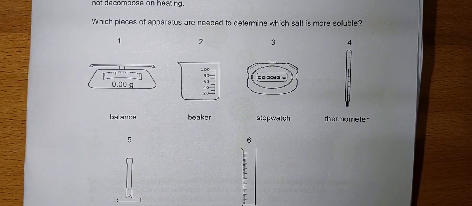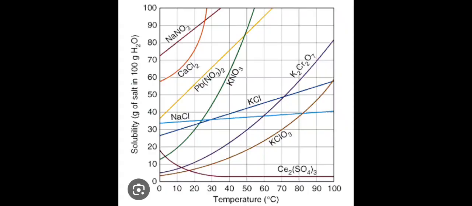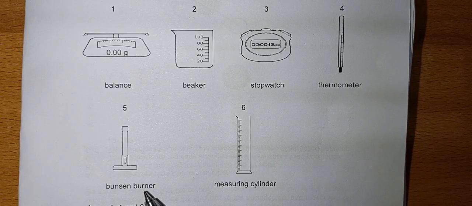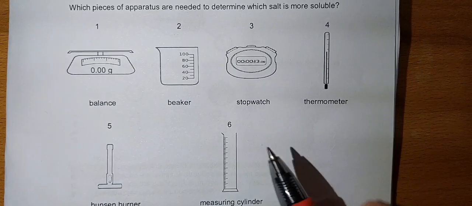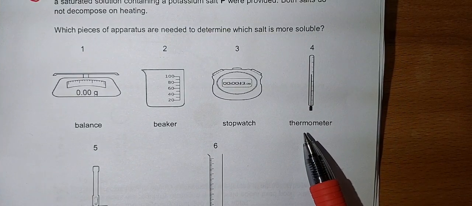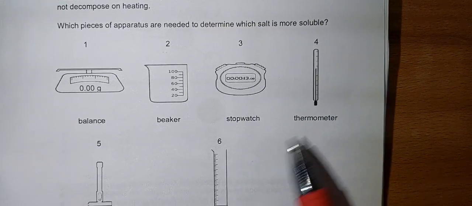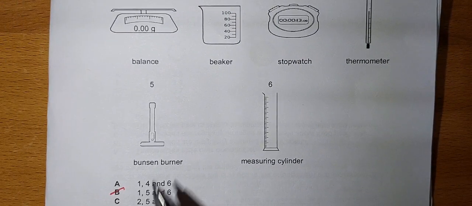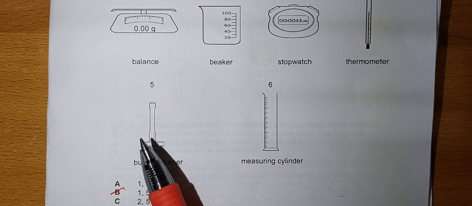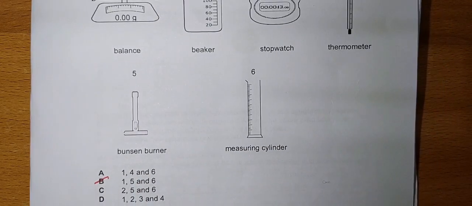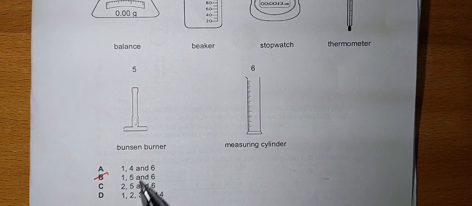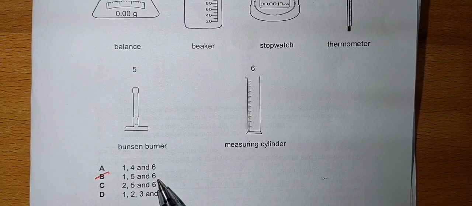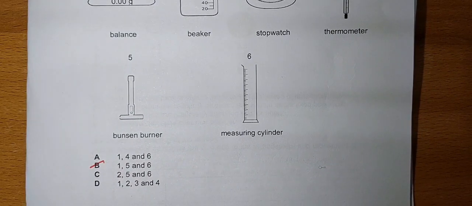But sometimes we also need to find out the solubility of the salt at different temperatures. This is a solubility curve for the different salts. So we need a Bunsen burner to heat up the water. And of course, we'll need a thermometer as well in order for us to find out the temperature of the water. But since there is no option that has 1, 6, 5, and 4, we choose the best answer because we need a Bunsen burner to heat up. So we choose 156 instead of 146.